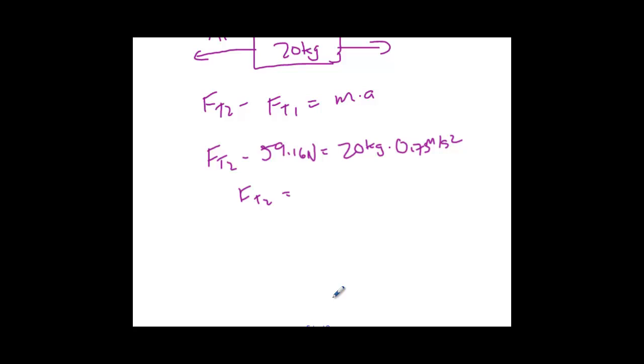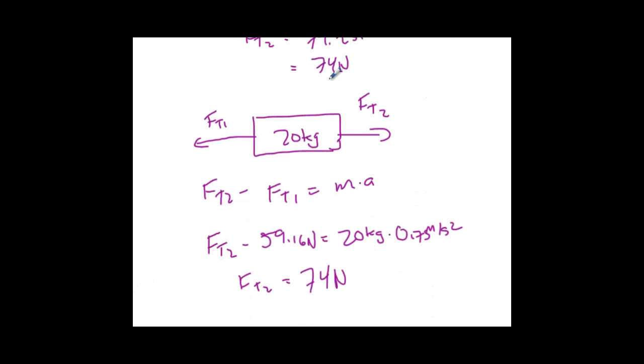This should work out the same both ways. I'm hoping so, otherwise I've made a grave calculation error. 20.0 times 0.754615, etc., plus 59.16. And when I did it this way here, I got 74 newtons again, the same way here. So you could have got 74 newtons using one bucket, or you could have got it using the other bucket.